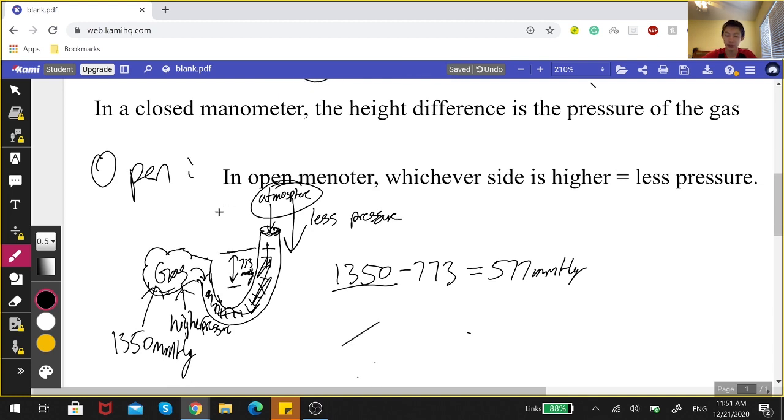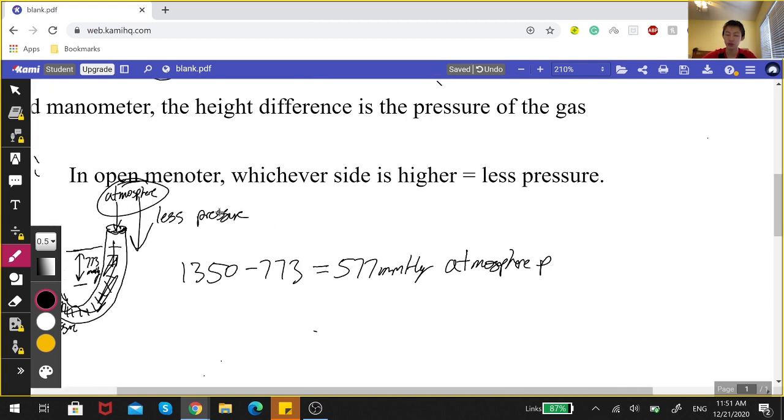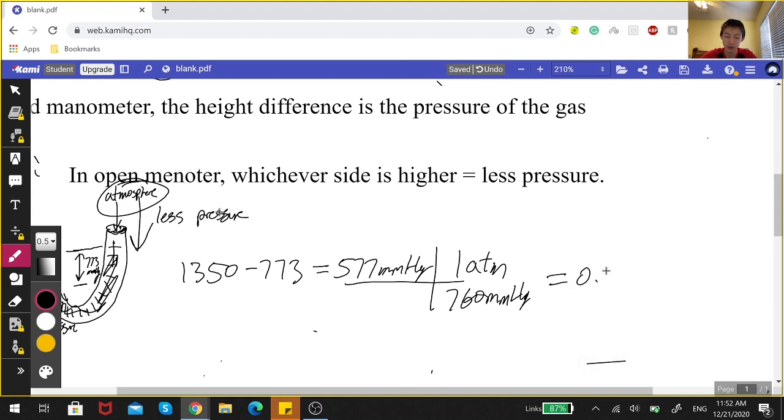Now, back to our problem, we have 577 mmHg of atmosphere pressure in this problem. And then we need to turn it into atm. Our unit has to be atm, so we're going to use every 1 atm, there is 760 mmHg. So we're going to divide 577 by 760, which gives us 0.759 atmospheres.